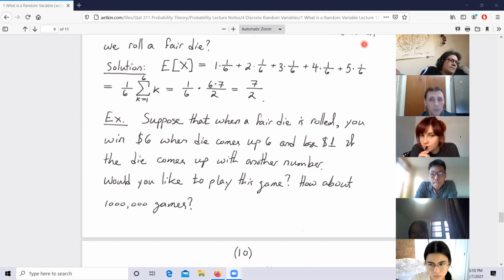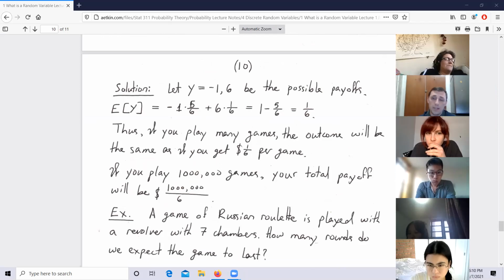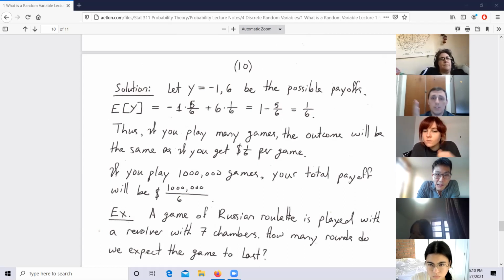Some of you said that you will play here. So that means if you play 1,000,000 games, it's as if each game contributes 1/6 of $1. So you'll get $1,000,000 divided by 6, which is not a bad amount of money. Yes? But of course, there are other ideas that must be involved. We'll delay them, right? We just noticed expected value is positive, and some of you right away jumped to the conclusion they should play this game. Yes?